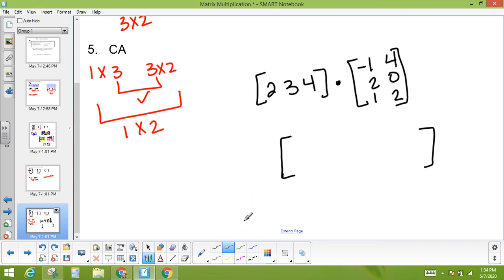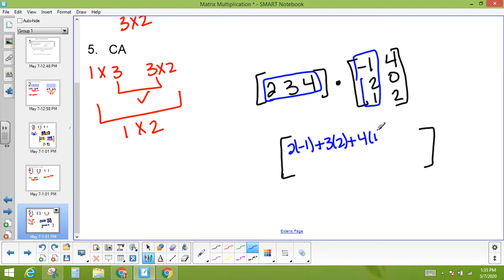Okay, so if I'm going to get this first entry that's in row 1, column 1, then I'm going to use row 1 and column 1. So I'm going to have 2 times -1 plus 3 times 2 plus 4 times 1.